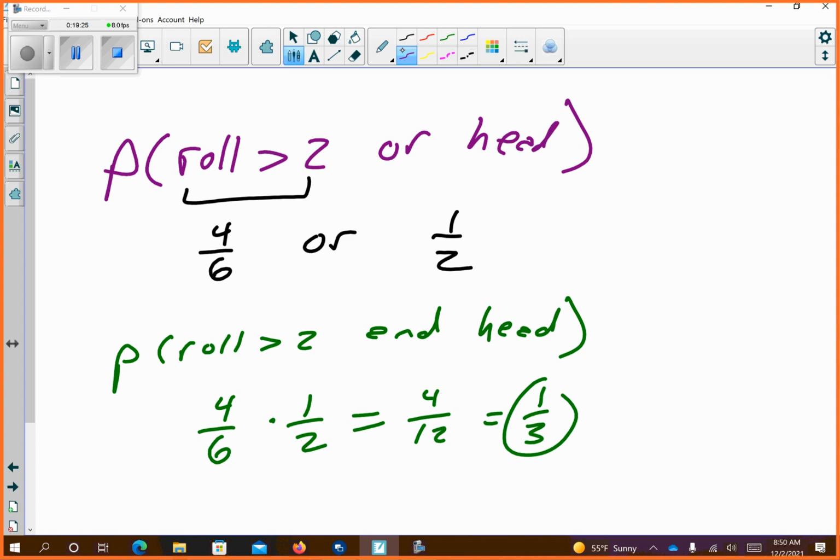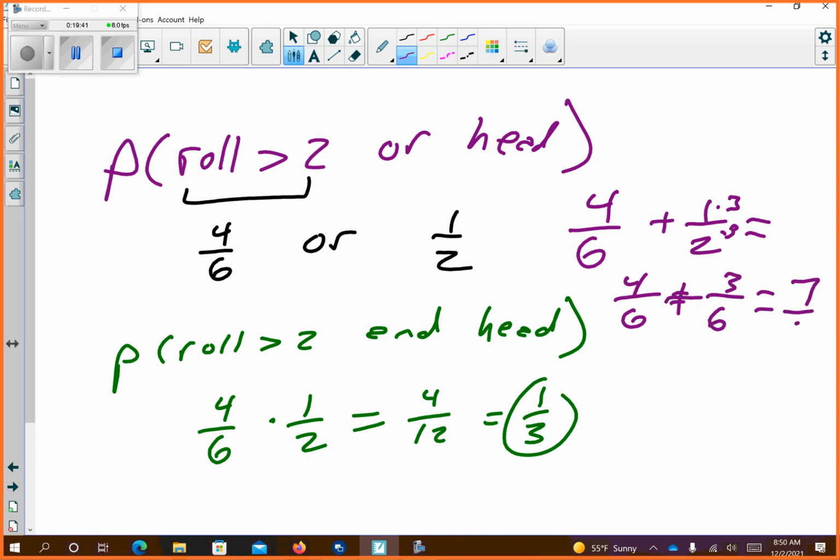Oh, okay. So the probability I roll this or I roll a head, I'm going to add. So then I have to make sure I get a common denominator. So multiply by 3 and by 3. So 4 over 6 plus 3 over 6. So 7 over 6, which kind of is goofy in this case. So the word or mandates any outcome in the sample space in which either or both events must occur.